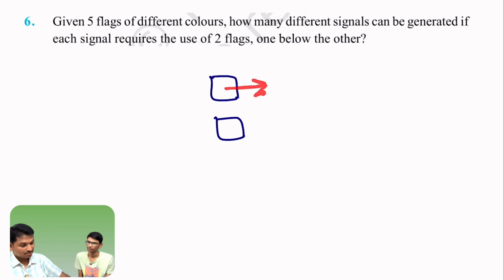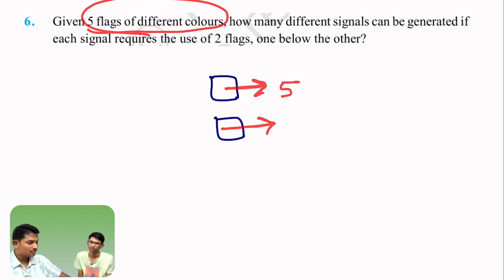What are those 5 ways? The 5 flags are there. Now you can choose any one from these 5 flags. In this question, whether repetition is allowed or not is not mentioned. Now the second flag you need to take to generate one signal. This can be done in how many ways? 4 ways or 5 ways? 4. Why? Because if we take 5 ways, then it becomes one color.